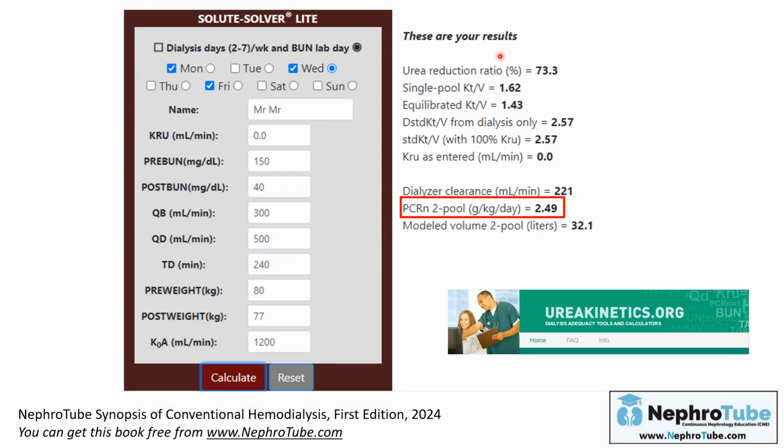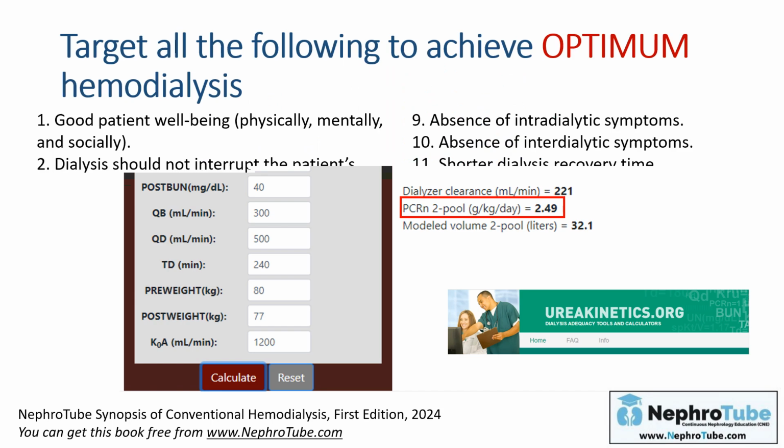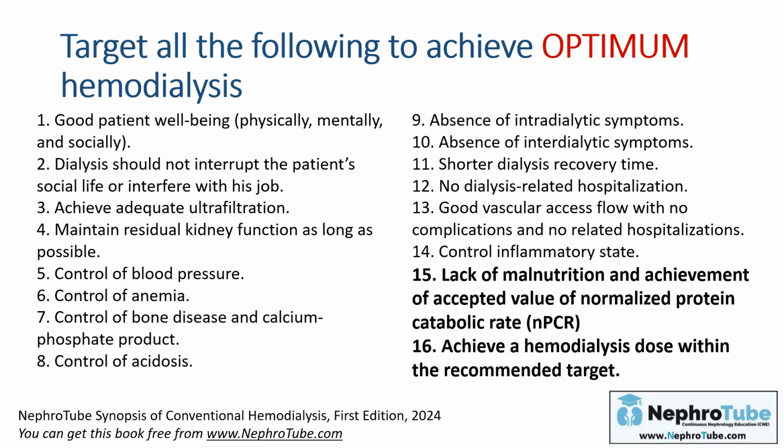This calculator will give you a lot of data. All these data we will need in this lecture, and I will use this calculator multiple times in this lecture. But one of these data is the normalized protein catabolic rate. This patient has a normalized protein catabolic rate of 2.49, and this is good and within the target. Next we will discuss achieving a hemodialysis dose within recommended targets.